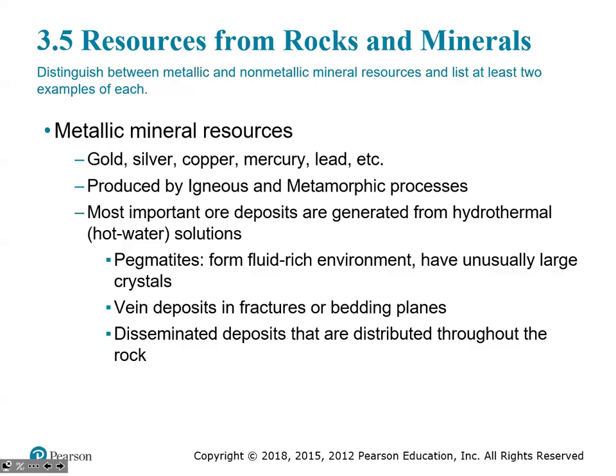So when we look at metal resources from rocks and minerals, there are various metallic mineral resources, things like gold, silver, copper, mercury, lead, etc. These are generally produced by igneous and metamorphic processes. These various metallic ions get carried out from deep within the earth via igneous and metamorphic processes to get deposited. Most important ore deposits are generated from hydrothermal, or hot water, solutions.